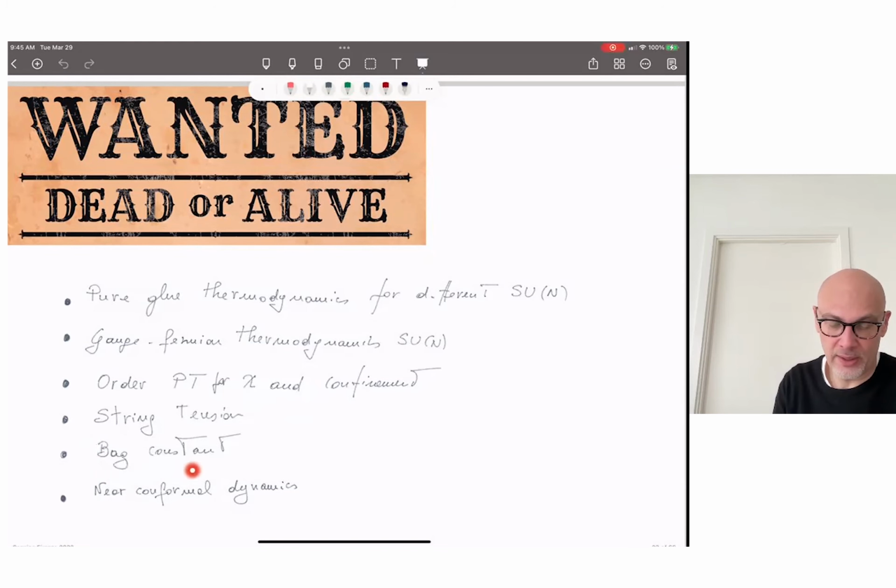One thing that I went through very fast is that to calculate this alpha parameter, which is the strength of the phase transition, we also need a bag constant, which can be estimated in a few cases from the lattice, otherwise it's not known. And then I would love to be able to extend this to near-conformal dynamics, because I expect that in this case the phase transitions might be even stronger.